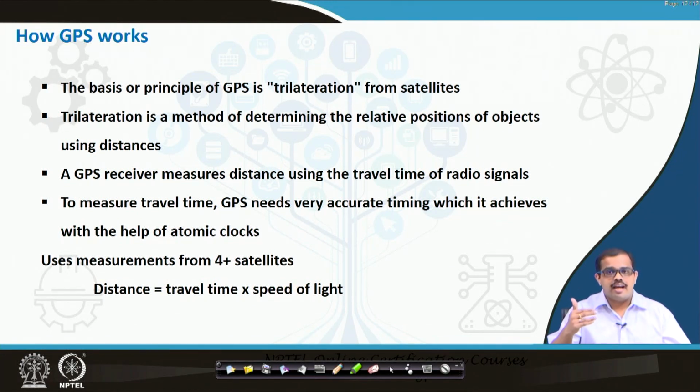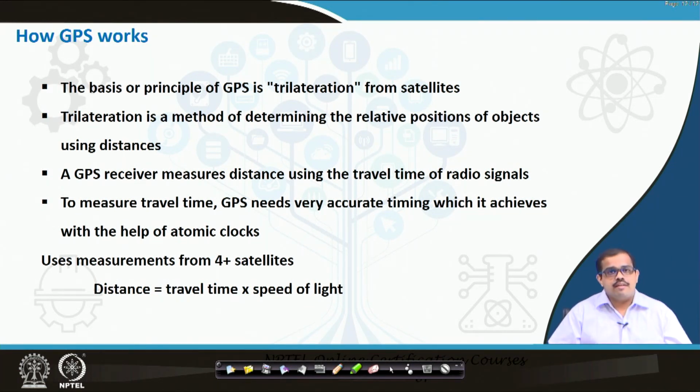I did inform you that once the corrected signals are sent back from the control stations to the GPS satellites, the satellites send only the radio signals to the Earth's surface, the user segment. With these radio signals, the major measurement that is done is distance, using the travel time method. How do we measure it? Distance is nothing but the travel time of these radio signals multiplied by the speed of light. That is how you measure a distance.